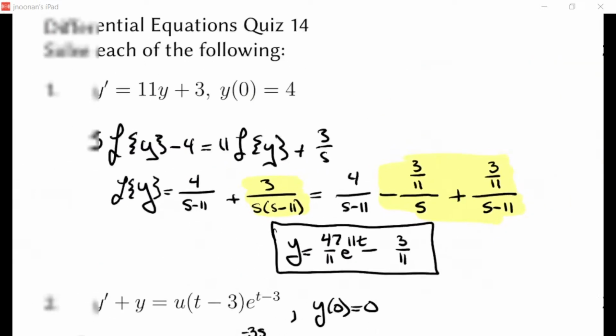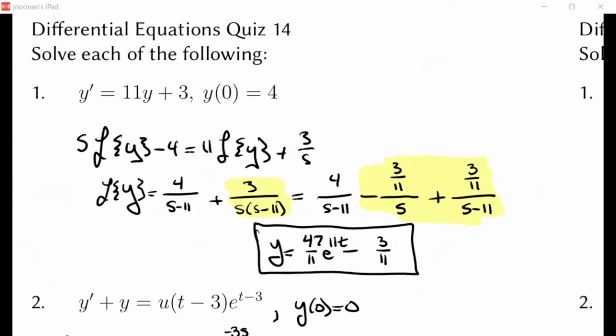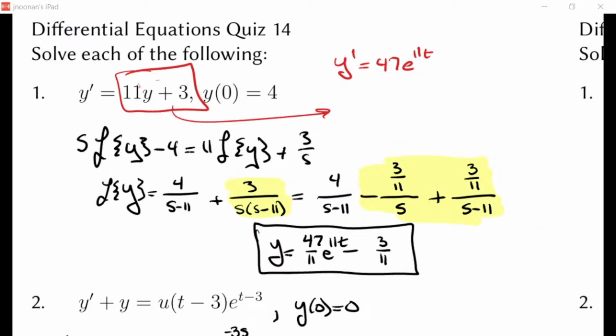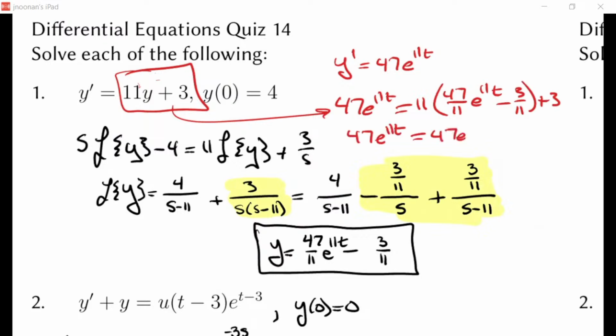So we can easily check to see who's right by doing the derivative. Let me do the derivative up here in red. So y prime is 47 e to the 11t. And then plug in what we have. So 47 e to the 11t should equal 11 times 47/11ths e to the 11t minus 3/11ths plus 3. So 47 e to the 11t is 47 e to the 11t, minus 3 plus 3. Check. So mine checks out.